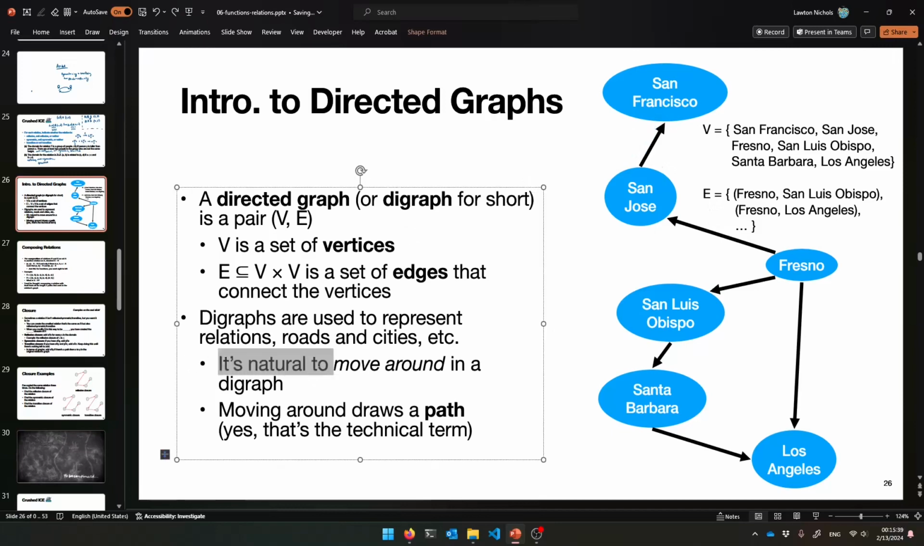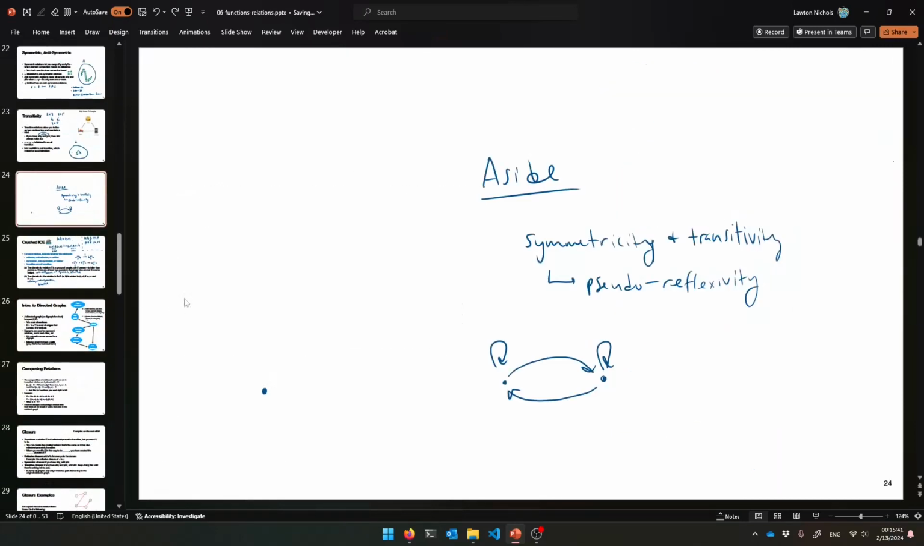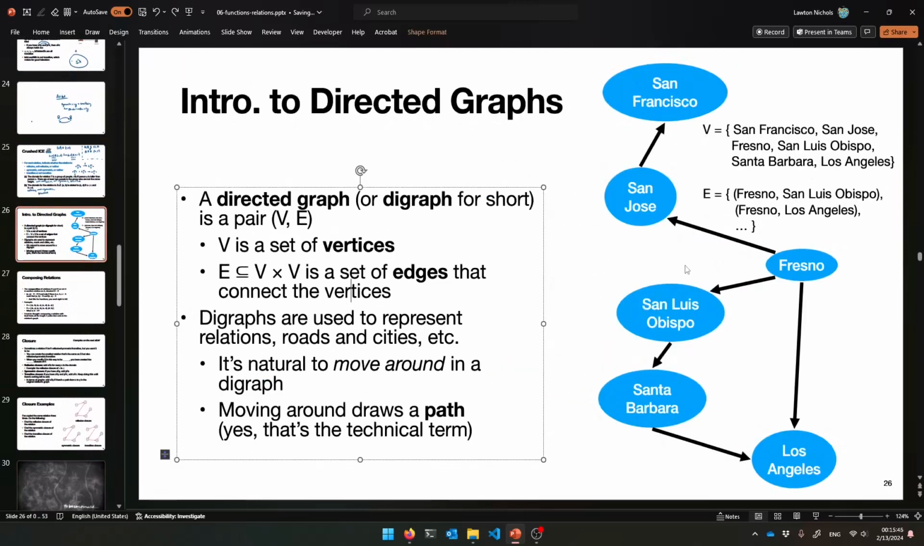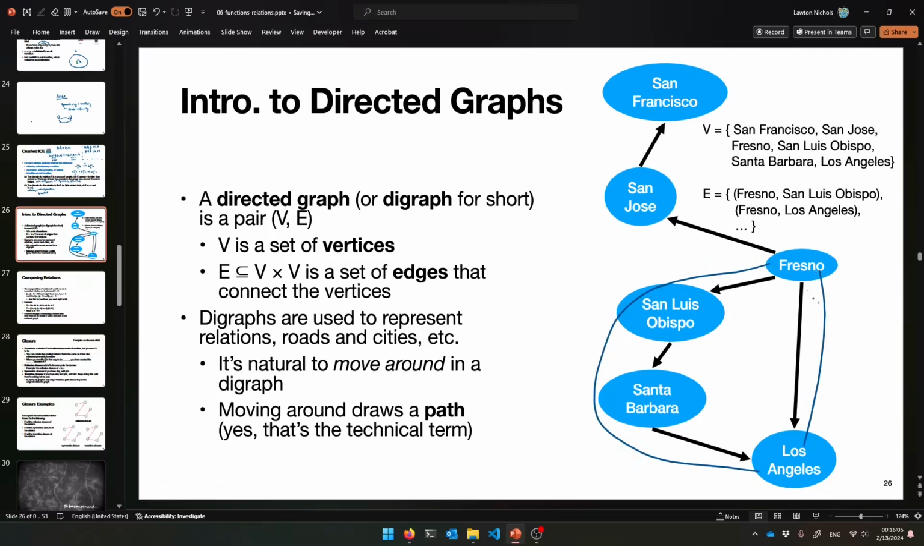And so in a digraph, it's natural to move around, just like we were moving around for our relations and things. So we've really been drawing directed graphs this whole time. And moving around, a digraph draws what's called a path, which is a very natural term. So there's a path, we say, if you can follow edges to get from somewhere to somewhere else. So like Fresno to LA, there are two paths to get there. There's one straight path, just one edge, and there's one like 3-edge path to get there. See that?